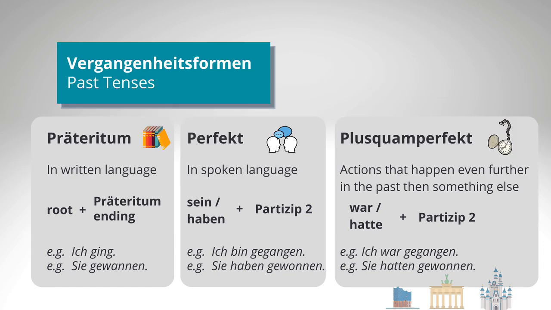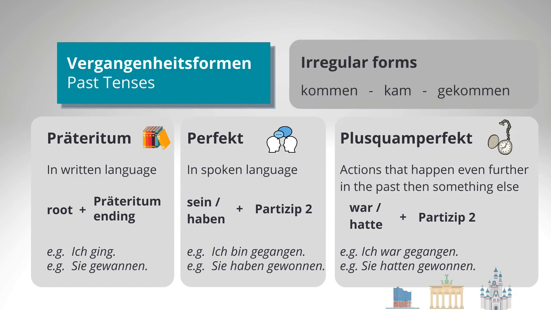But there's a problem. All of these three tenses have something in common. They have irregular forms. What do we do if we have one of these? So, as I already mentioned, there is a table in the additional material of most of the lessons where you can find something that is called the three forms of irregular verbs. There you will find, for example, the verb kommen, to come. And the three forms of kommen are kommen, kam, and gekommen.